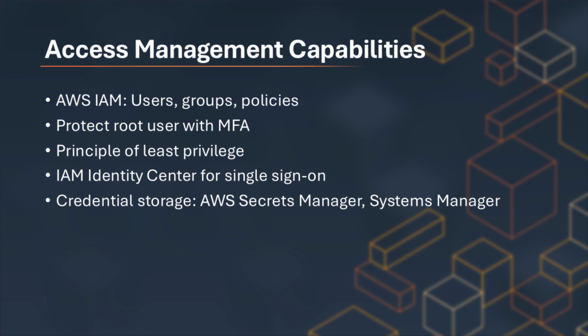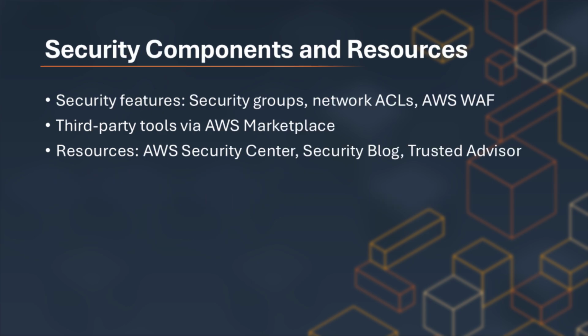Federated identity, via IAM Identity Center, lets users log in with corporate credentials, like Microsoft Active Directory. The exam might ask about authentication methods. Options include MFA, roles, or federation. Another tip: custom policies let you fine-tune permissions, like allowing only specific S3 actions, while managed policies are AWS predefined for common use cases. Now, security components and resources.